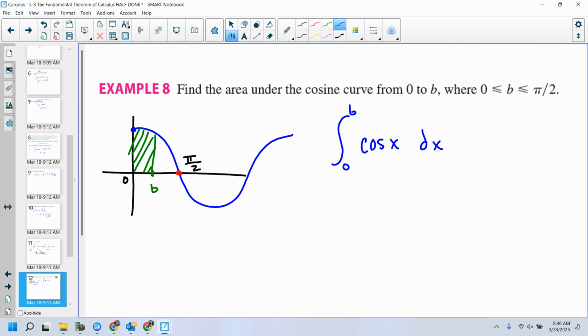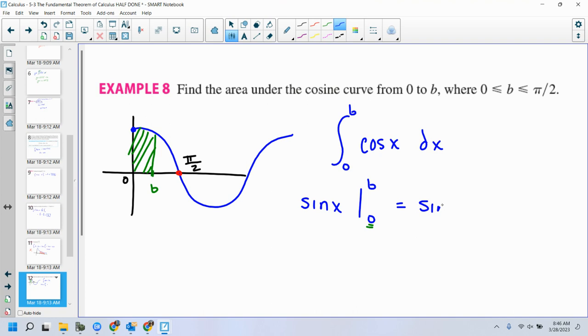The derivative of cosine is negative sine, but I'm not talking about derivative. I'm talking about antiderivative. What if I end with cosine? What do I start with? I start with sine. Okay, so we have sine x, from 0 to b. Life is so nice when you start at 0. You're going to find that problems that start at 0 tend to be a little easier because when you plug them in, it's usually 0.